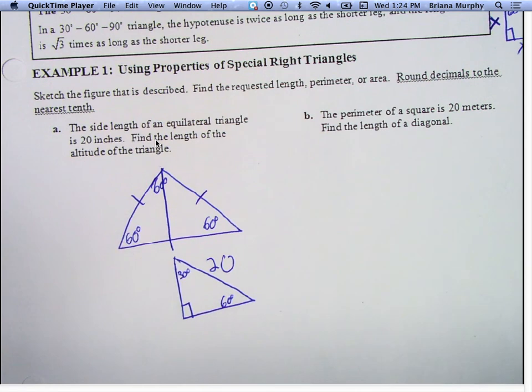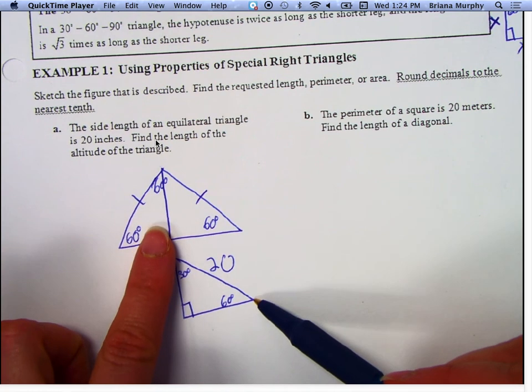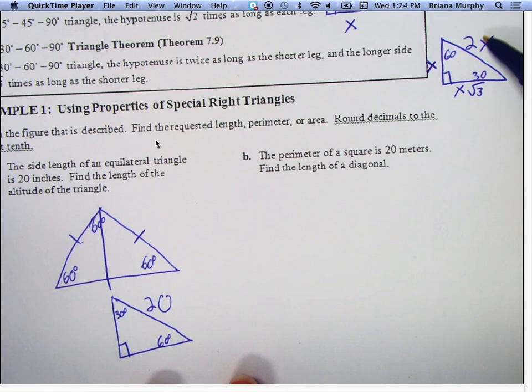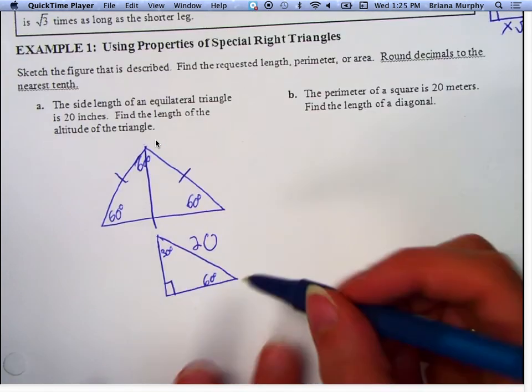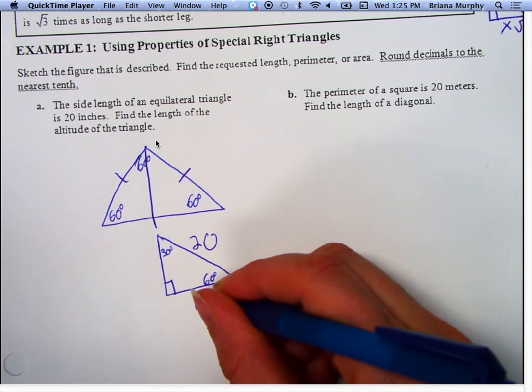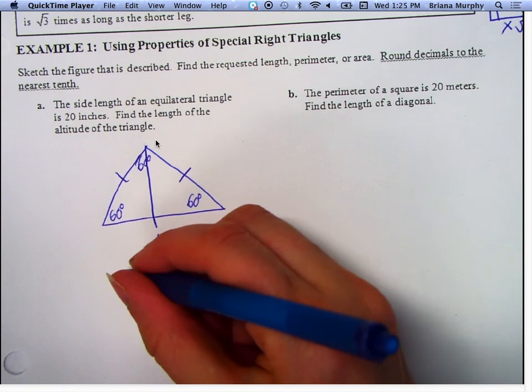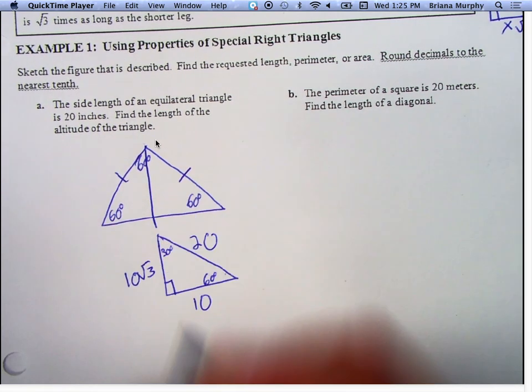Okay? So, what would it be across from 30 degrees? If we know that the hypotenuse is 20, let's look at our triangle up here. If the hypotenuse is 20, what's across from 30 degrees? 10. Now, what's across from 60 degrees? 10 square root 3. That's it.